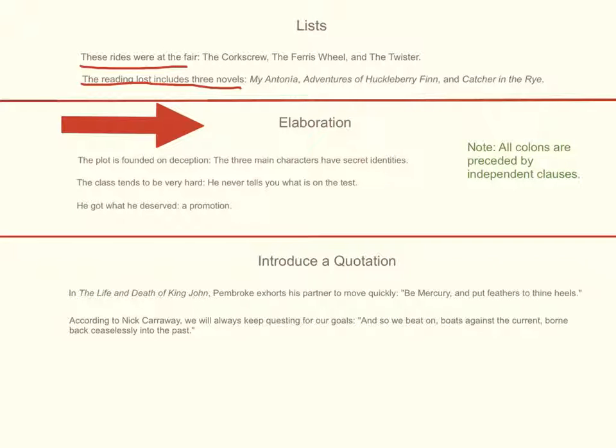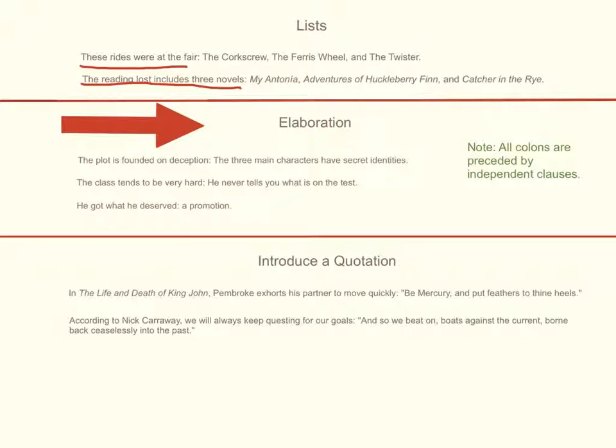Looking at this one, we have: the class tends to be very hard. He never tells you what is on the test. So again, why is it very hard? Because he never tells you what's on the test. So we're elaborating on what we mean by the class being hard. And finally, he got what he deserved, a promotion. In this case, what is it that he deserved? He deserved the promotion. So this one right here is probably the most common place where we see the colon used when we're redefining or elaborating on what was said in the previous sentence.